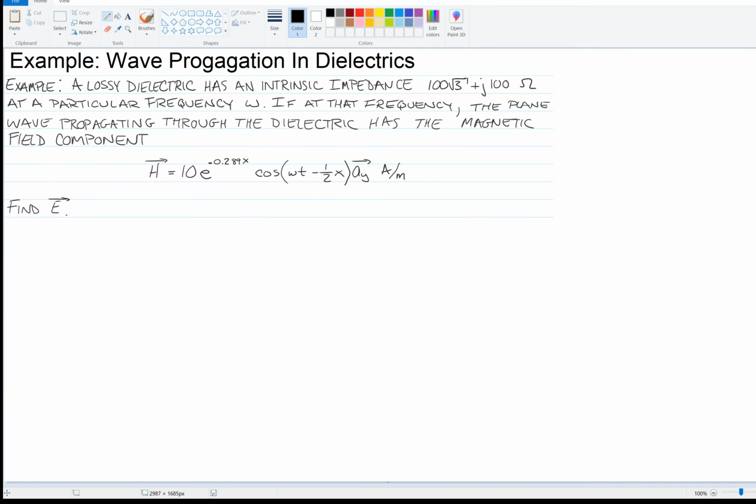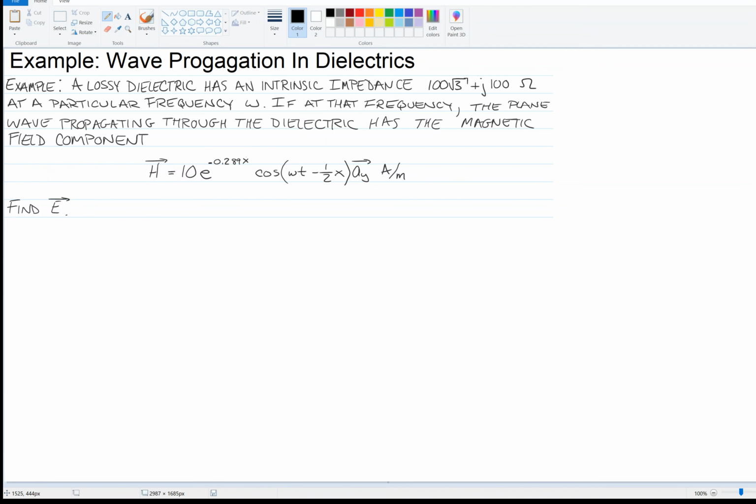Let's talk about H first, the magnetic field component. You'll see that it's a wave, it's a cosine. It points in the y direction, and it varies spatially with x. That means this wave is propagating in the positive x direction. I'll make a note of that, and we will need it when we find E. And H is given in amps per meter.